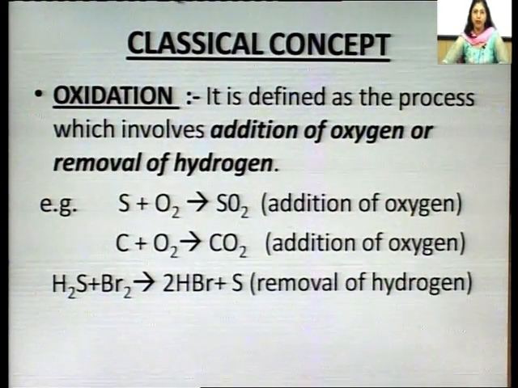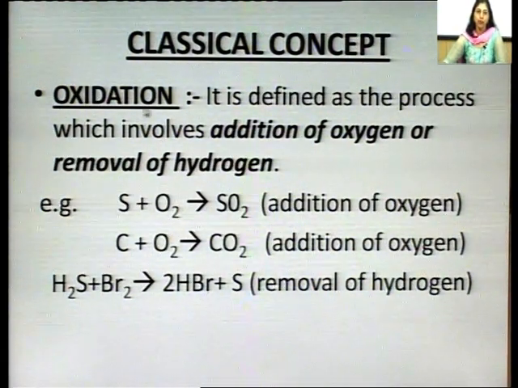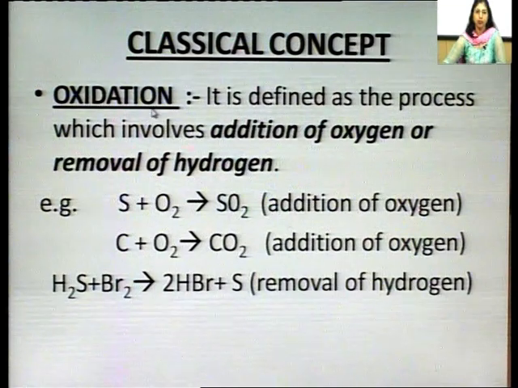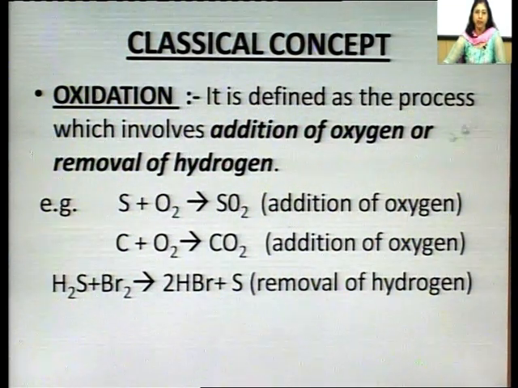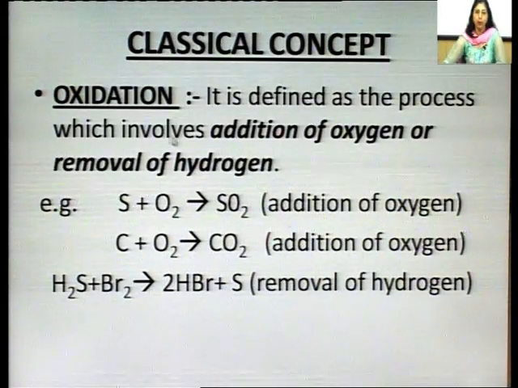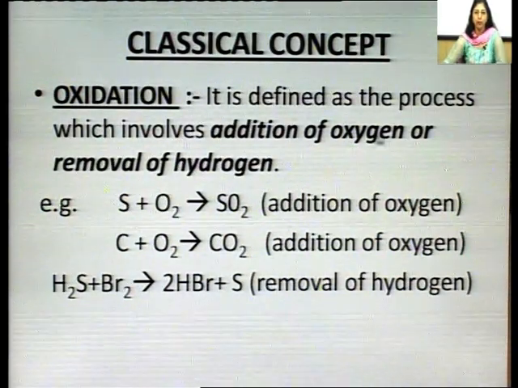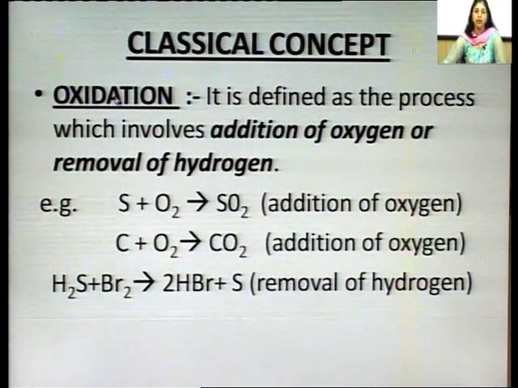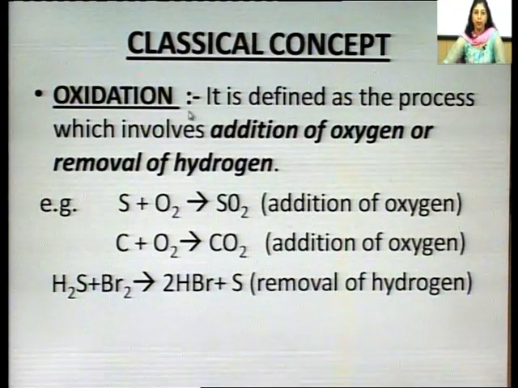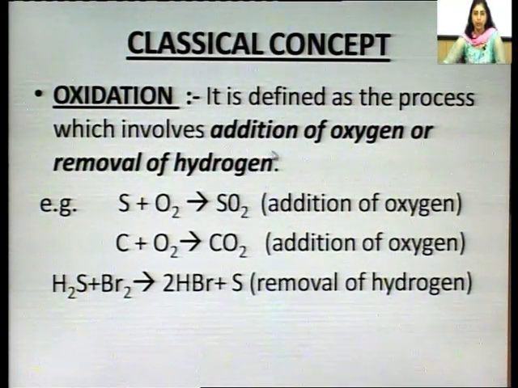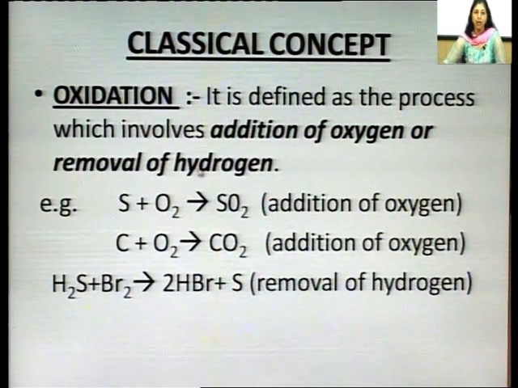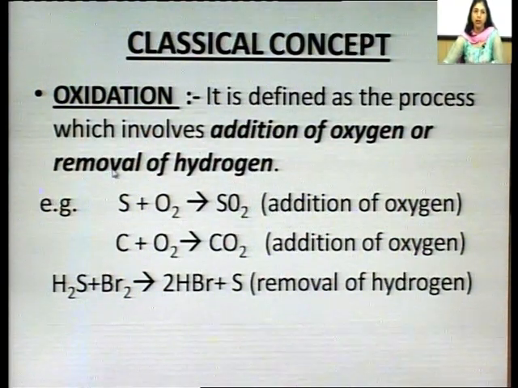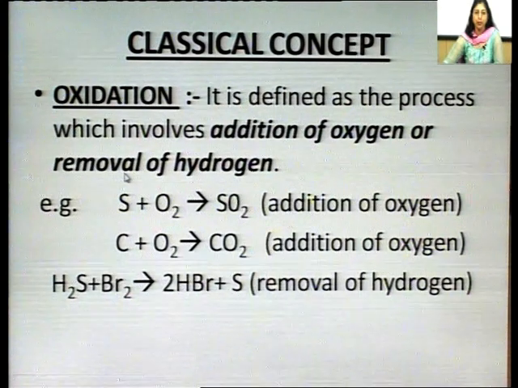First is classical concept. First of all, let us define oxidation according to classical concept. It is defined as the process which involves addition of oxygen or removal of hydrogen. So basically, oxidation is that process in which either oxygen is being added or hydrogen is being removed from a substance. It can be explained by taking few examples.